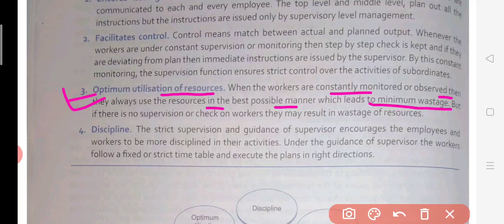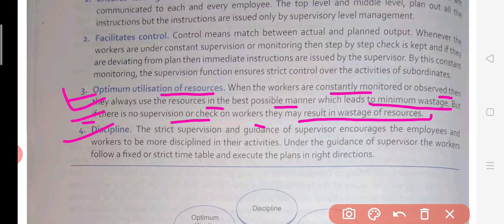So if you are watching them continuously, this ensures that you are using them very well. Okay, it means no wastage of resources is happening there, it means that the worker is not sitting idle without work. He's continuously working. If there is no supervision or check on the workers, it may result in wastage. And suppose the supervisor takes his eyes off the workers, then definitely the workers will start doing time pass in the company, and this will not be good, and this is called wastage of resources.